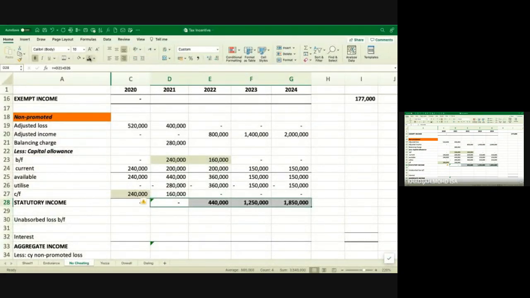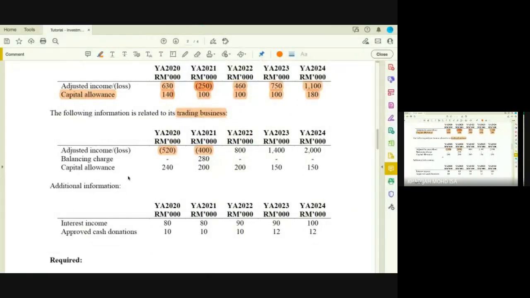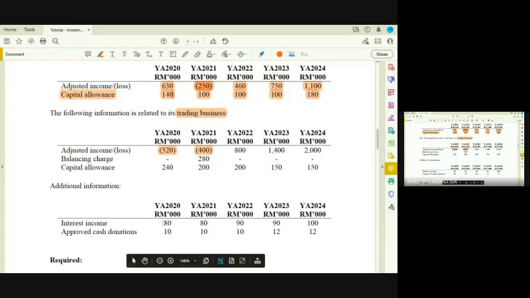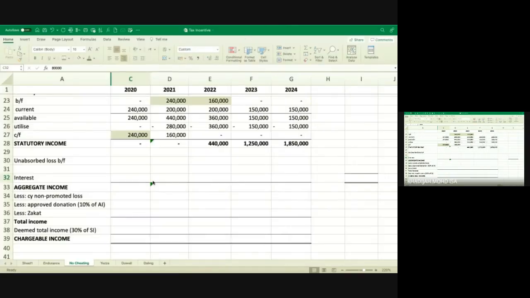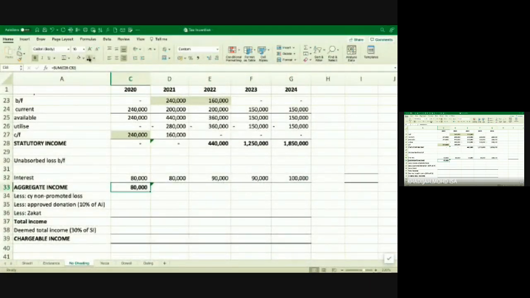Remember that this statutory income is from your non-promoted. So you do not have the 70-30% yet. You don't have to do that yet. Okay, for 2020, you continue, you have interest income. So remember that you have interest income here, 80, 80, 90, 90, 100. Plug in that information into the format. Then from there, you compute what is your aggregate income.